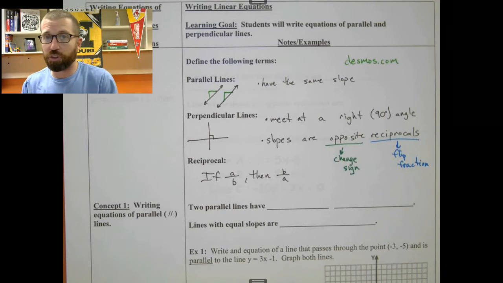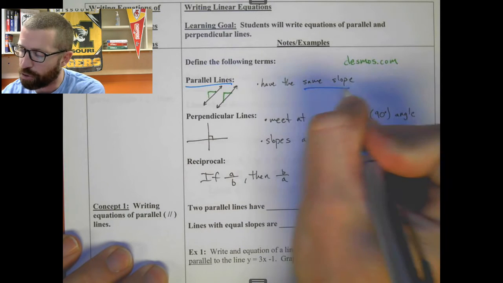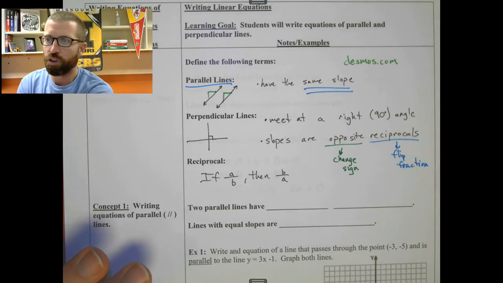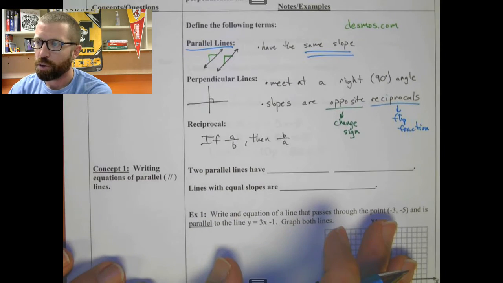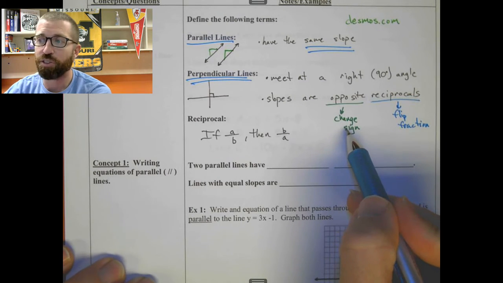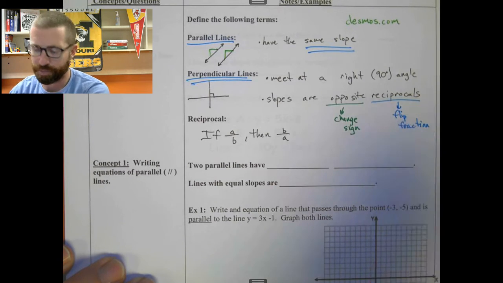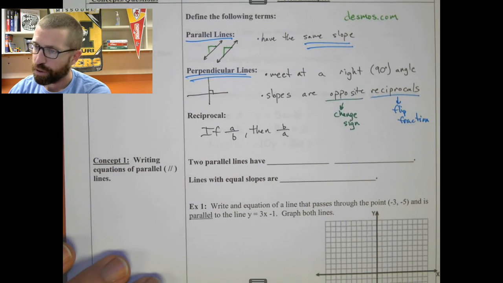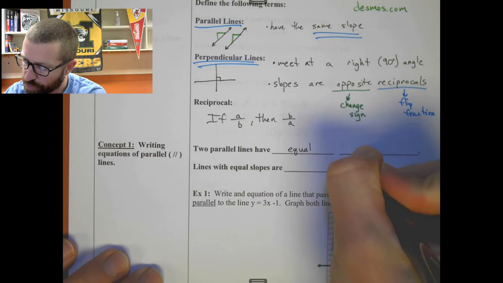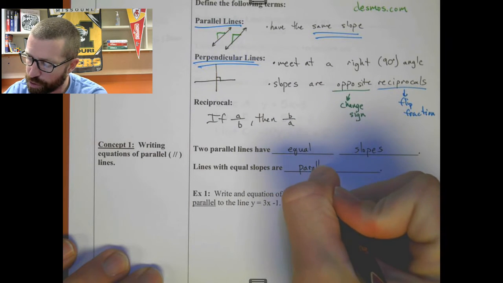Okay, let's go through it one more time before we move on. Parallel lines, things to remember, have the same slope. That's kind of nice because there's not as much work to do. If you know the slope of one line, you know the slope of its parallel line. Perpendicular lines have opposite reciprocal slopes. That means to change the sign: if it's positive, make it negative, if negative, make it positive, and then flip the fraction. So parallel lines have the same, or equal, slopes. And lines with equal slopes are parallel.